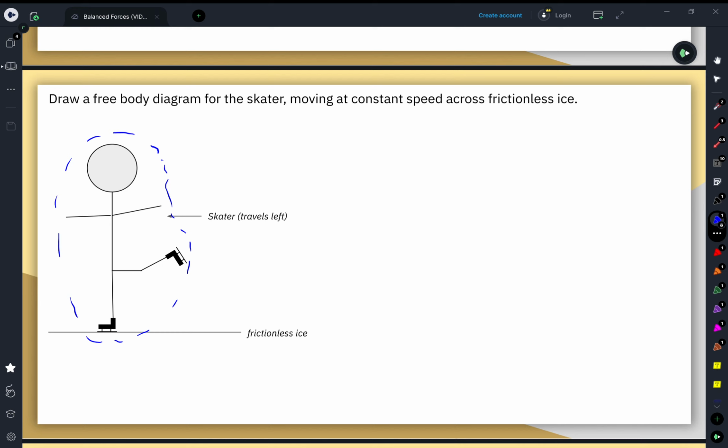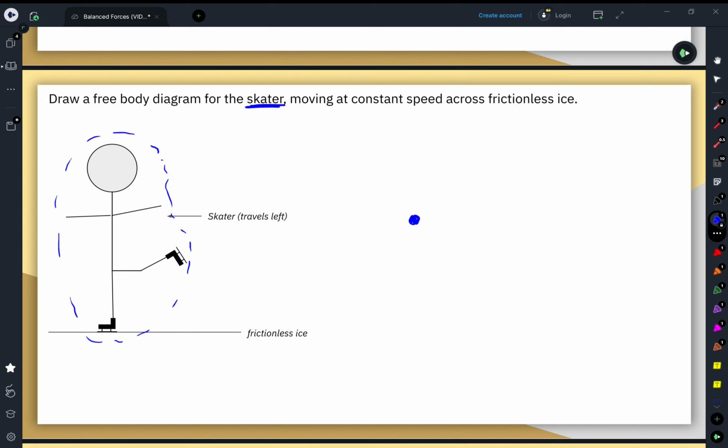There we go. My system boundary is going to be the skater, because that's what we're drawing the free body diagram for. Step 2 is to shrink that system down to a dot. This dot is going to represent our skater. Then I'm going to identify what forces are acting on the object.